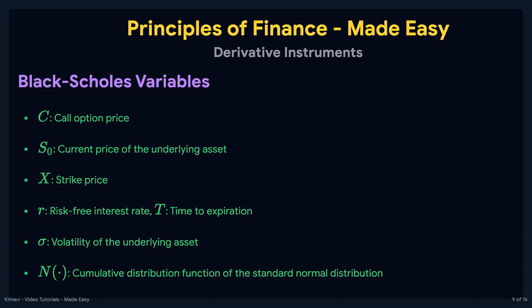In the Black-Scholes formula, C is the call option price, S0 is the current price of the underlying asset, X is the strike price, r is the risk-free interest rate, T is the time to expiration, sigma is the volatility of the underlying asset, and N is the cumulative distribution function of the standard normal distribution.